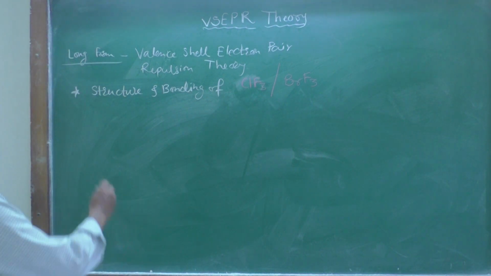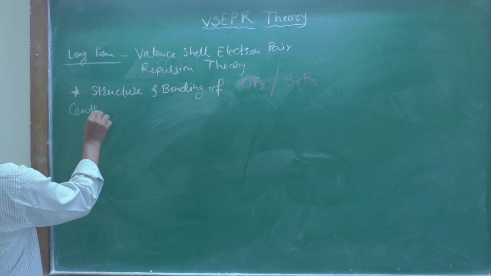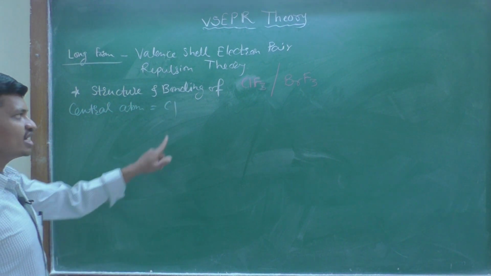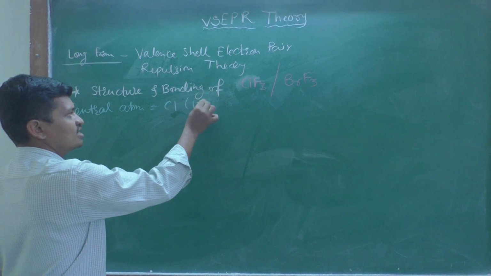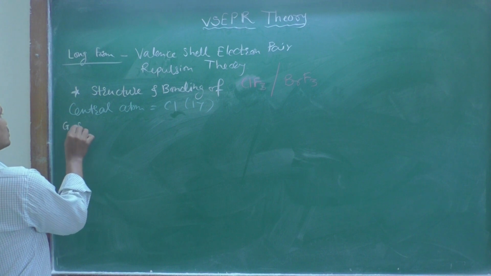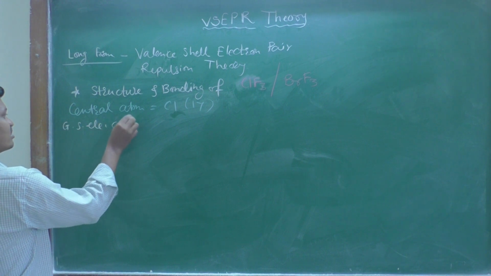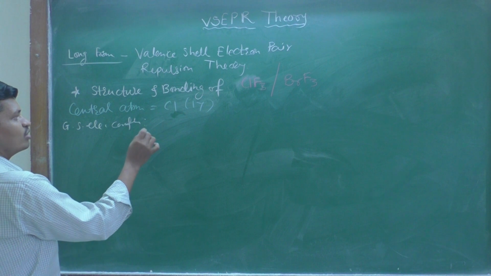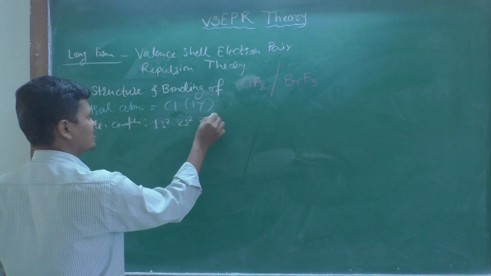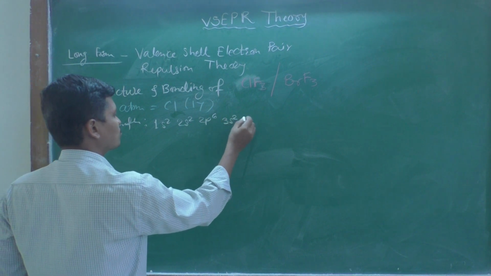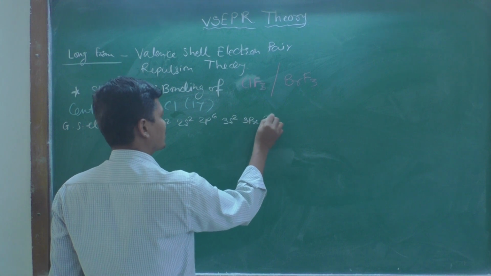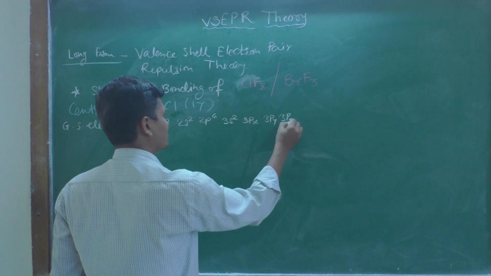In the ClF3 molecule the central atom is chlorine, having atomic number 17. We know that. So what will be the electronic configuration? The ground state electronic configuration of this chlorine atom will be 1s2, 2s2, 2p6, 3s2, 3px, 3py and 3pz.